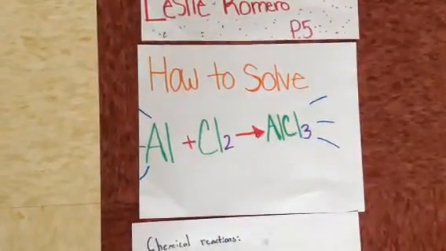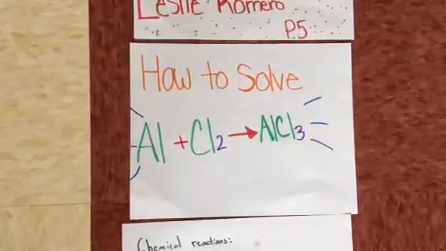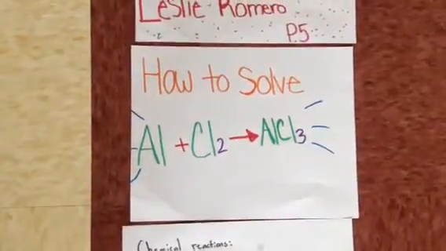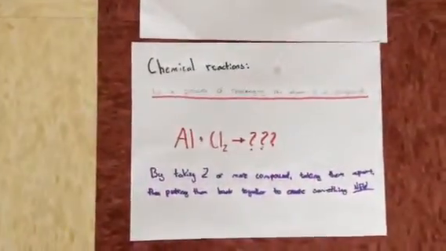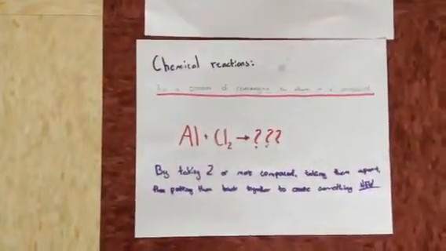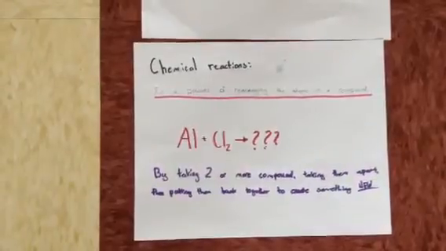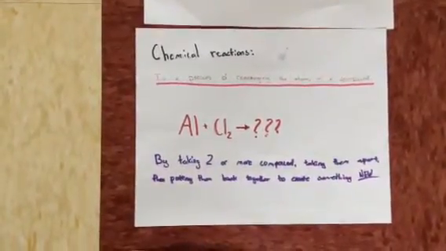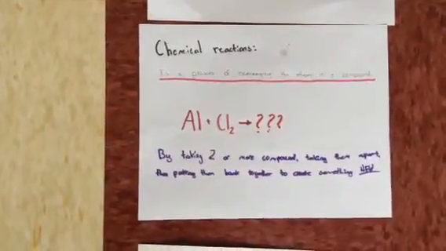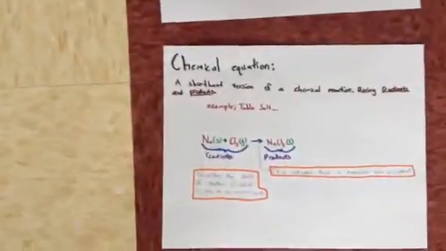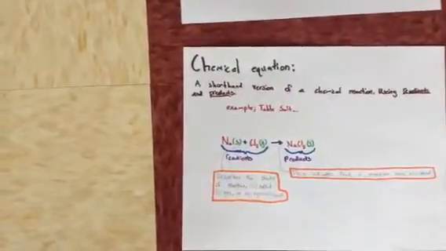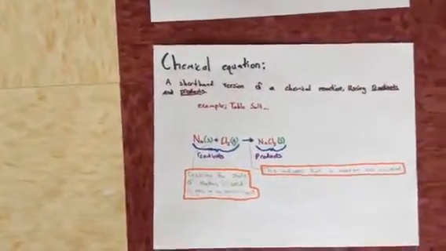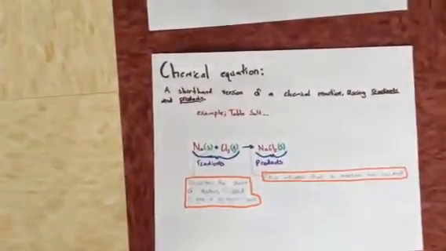We're going to show you how to solve a chemical equation. So a chemical reaction is a process of rearranging the atoms in a compound. So Al plus Cl2 goes to what? By taking two or more compounds and combining them, so taking them apart and putting them back together to create something that's entirely new. Chemical equations. A chemical equation is a shorthand version of a chemical reaction using reactants and products.